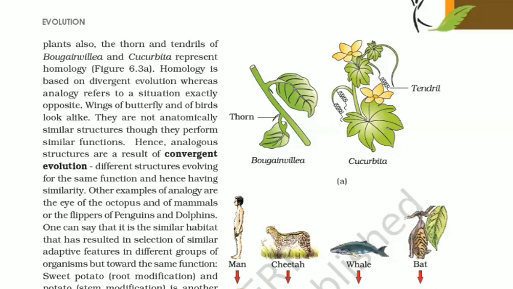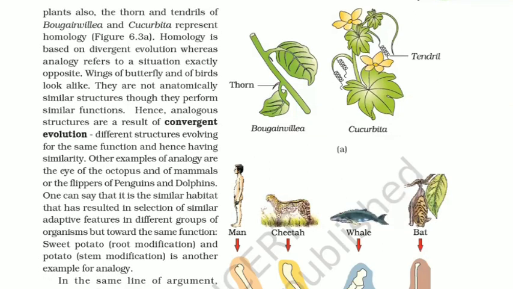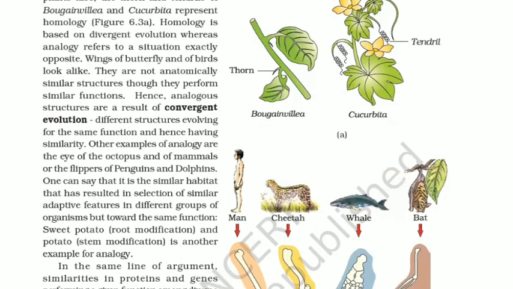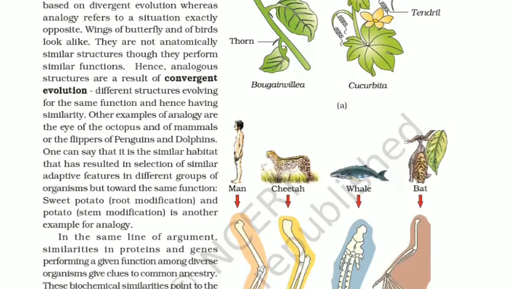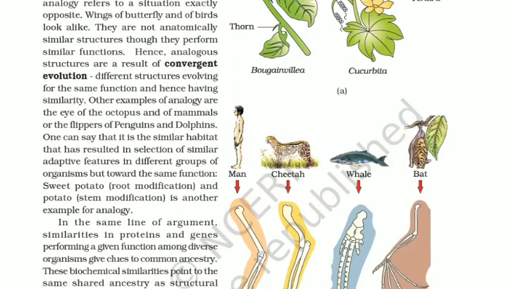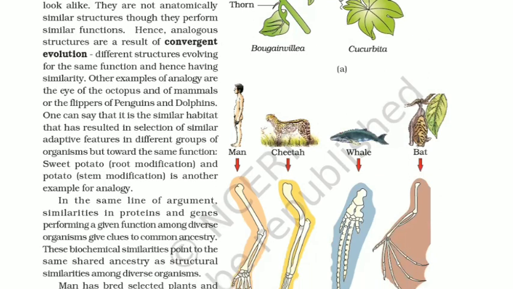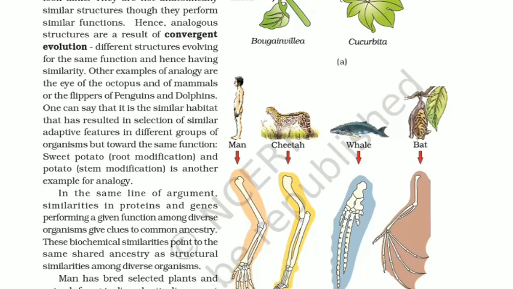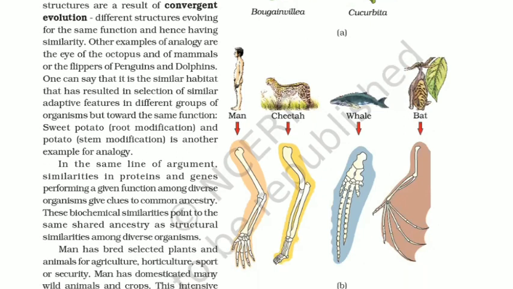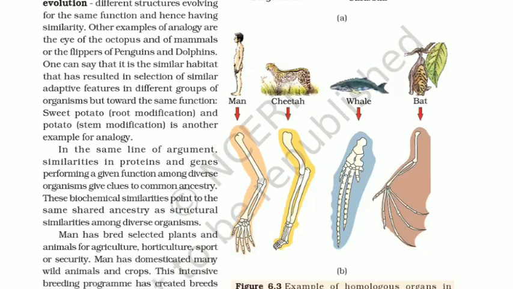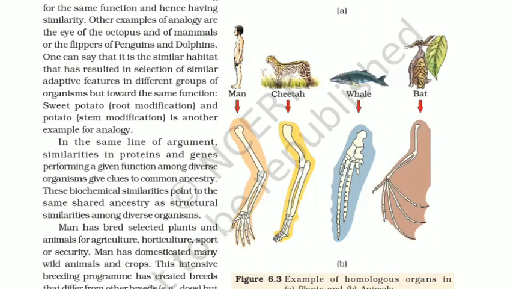Homology is based on divergent evolution, whereas analogy refers to a situation exactly opposite. Wings of butterfly and of birds look alike. They are not anatomically similar structures, though they perform similar function. Hence, analogous structures are a result of convergent evolution: different structures evolving for the same function and hence having similarity. Other examples of analogy are the eye of the octopus and of mammals, or the flippers of penguins and dolphins.